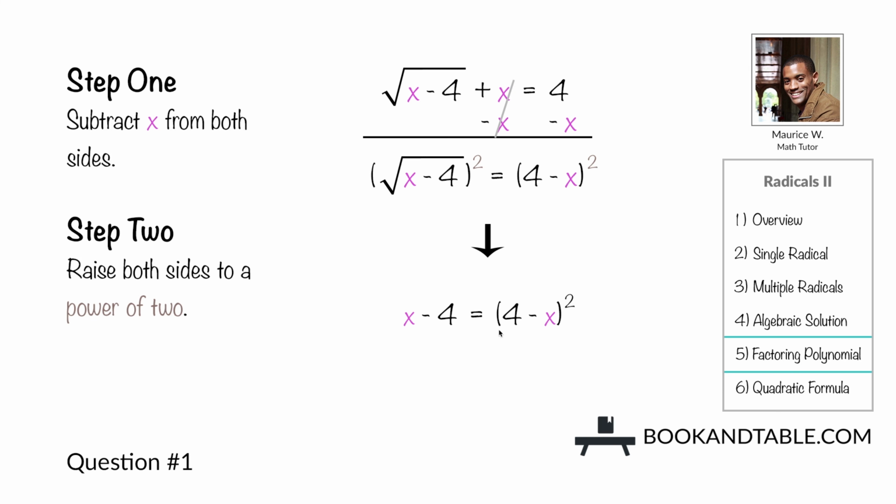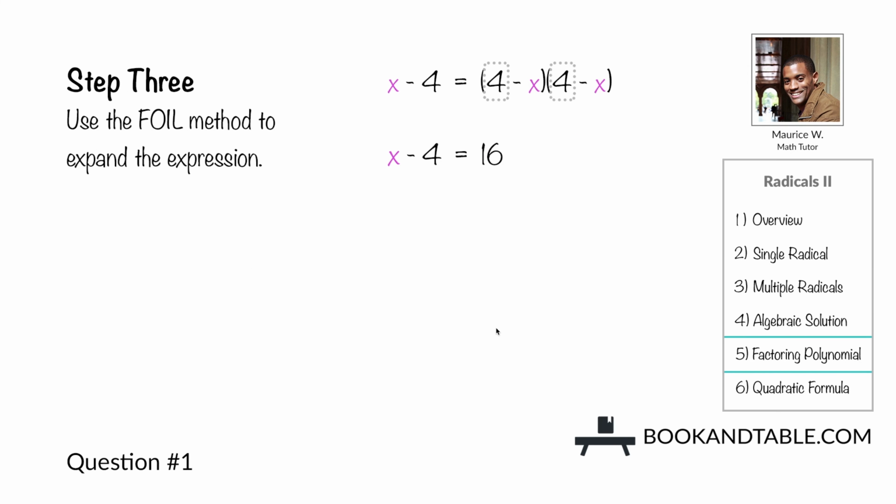And step 3 will be to use the FOIL method to expand this expression, 4 minus x squared. When we do so, 4 times 4 is 16. 4 times negative x is negative 4x. Negative x times 4 is negative 4x. Negative 4x minus 4x is negative 8x. And negative x times negative x gives you plus x squared. So now we've removed our radical sign.